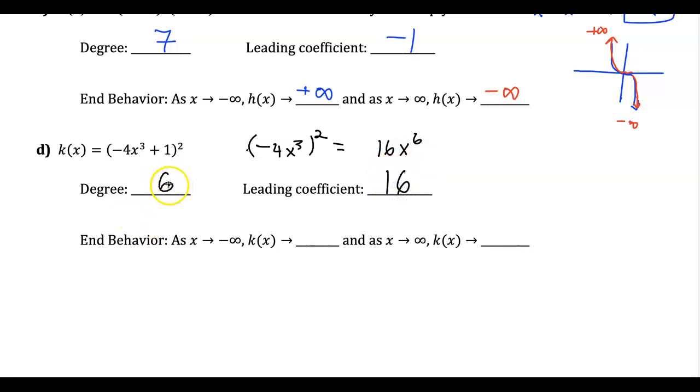So it's an even power with a positive coefficient. That means this function is going to always be positive. So as x goes to negative infinity, this is going to positive infinity. And as x goes to positive infinity, it's also going to positive infinity. So it looks like this function would look something like this, right? Going up to positive infinity on both sides.